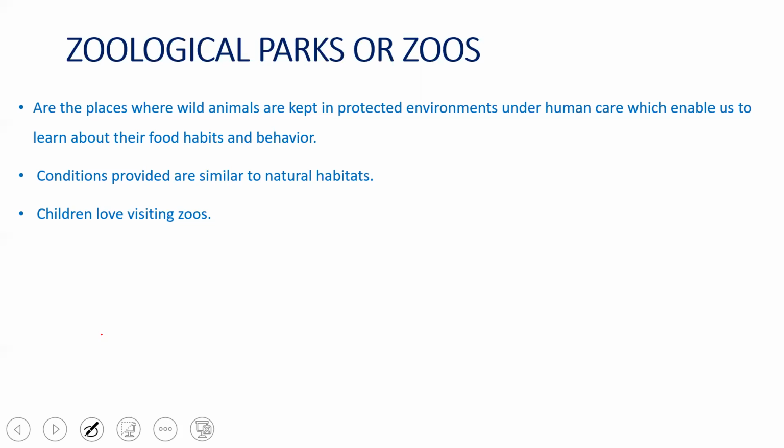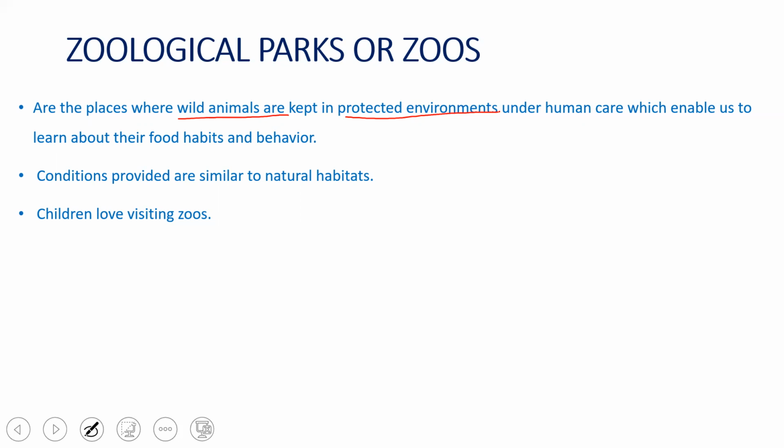Then comes zoological parks or zoos. Zoos are very fascinating and attractive places, because a zoo is not a natural habitat. It is an artificial habitat which has been created and taken care of by humans, so that we can understand about these animals which are present in the wildlife. Zoos or zoological parks are the places where wild animals are kept in protected environments under human care, which enable us to learn about their food habits.